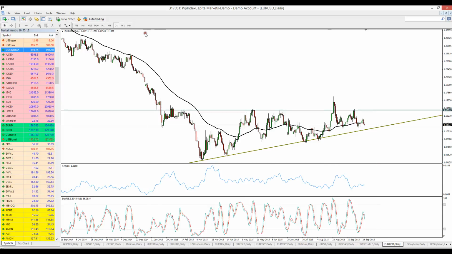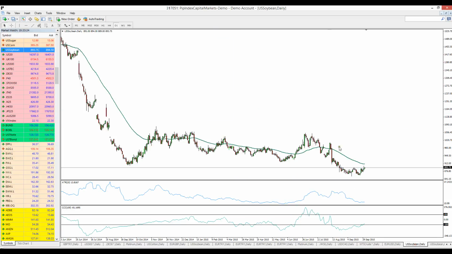And those of us using longer term methods will probably be waiting for that. Those of us looking to trade these sorts of movements may wait for further confirmation here from this market. Okay, let's move on and take a look at soybean.